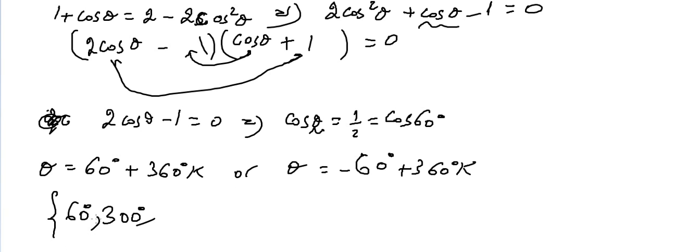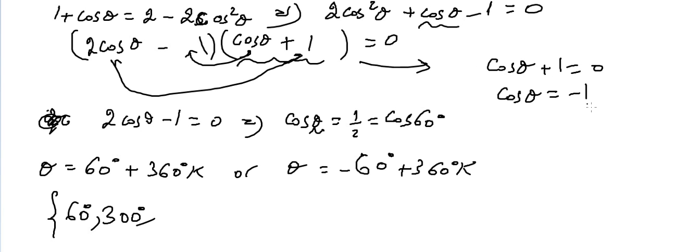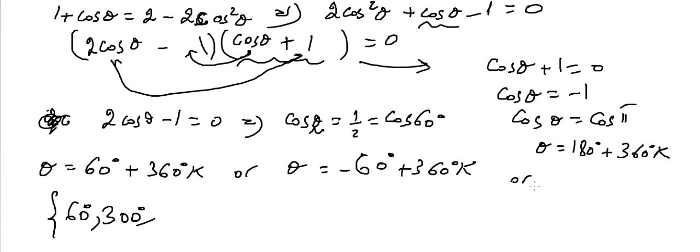What else do we have? We have some other one we don't want to forget, which is cosine theta plus 1 equal to 0. This means cosine theta is equal to minus 1. And what is minus 1 for cosine theta? It's cosine pi. Cosine pi is minus 1. So either theta equal pi, which is 180 degrees plus 360 degrees K, or theta is equal minus 180 degrees plus 360 degrees K.